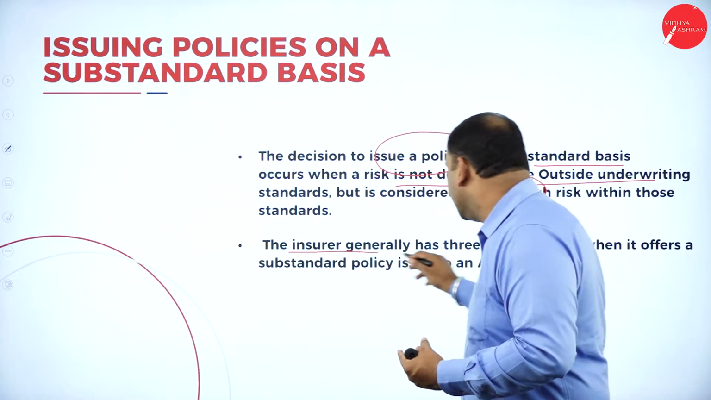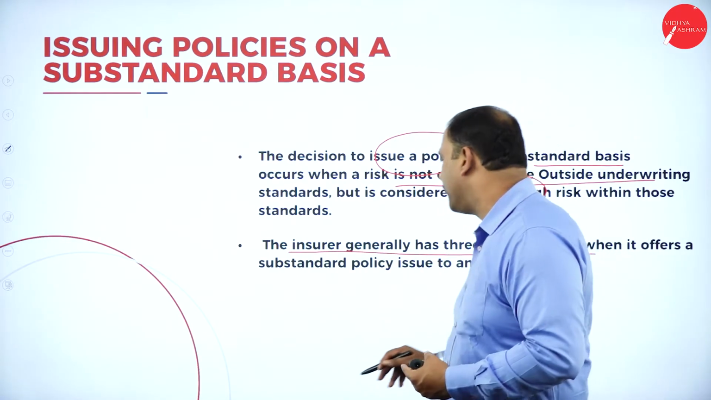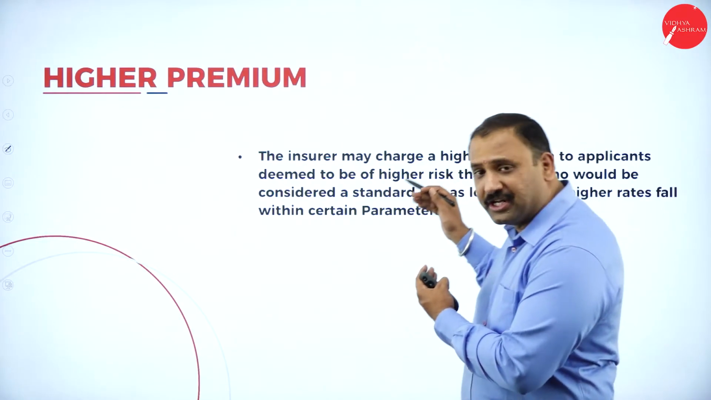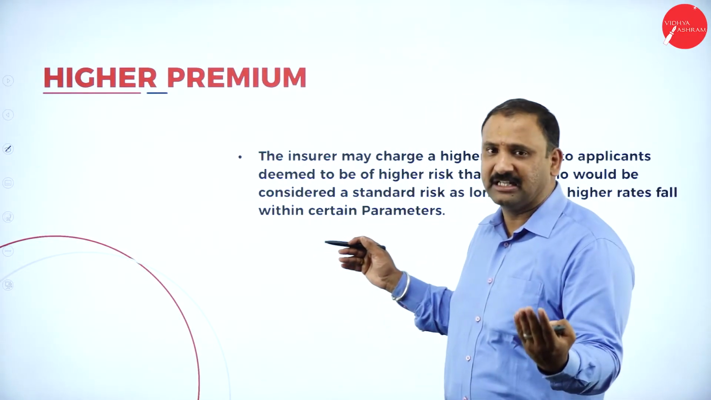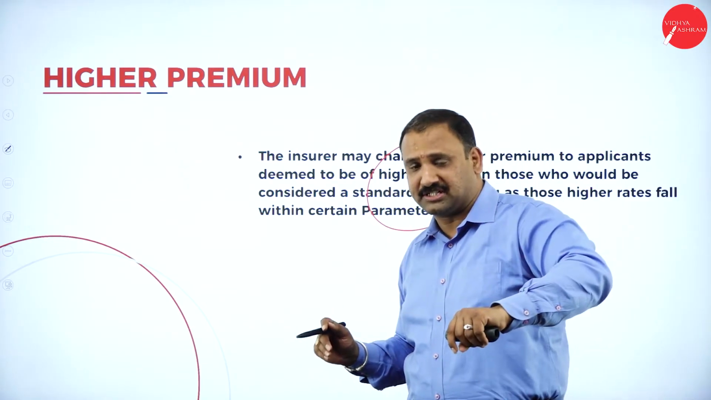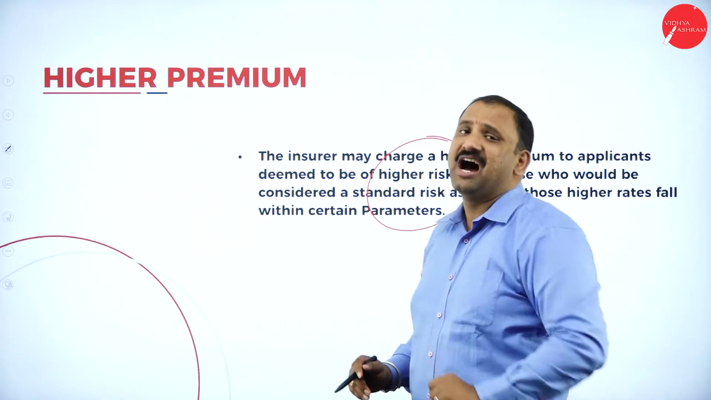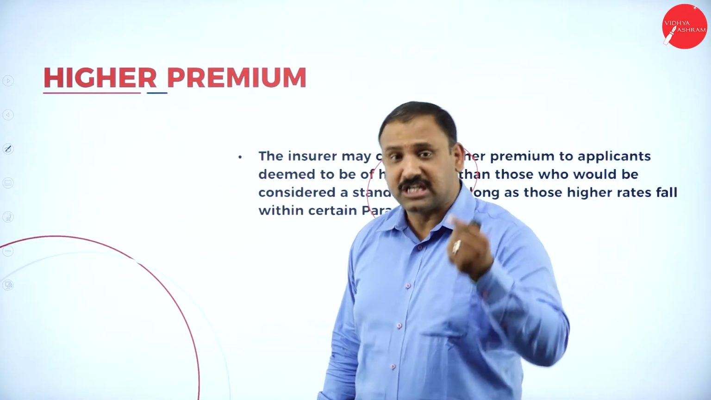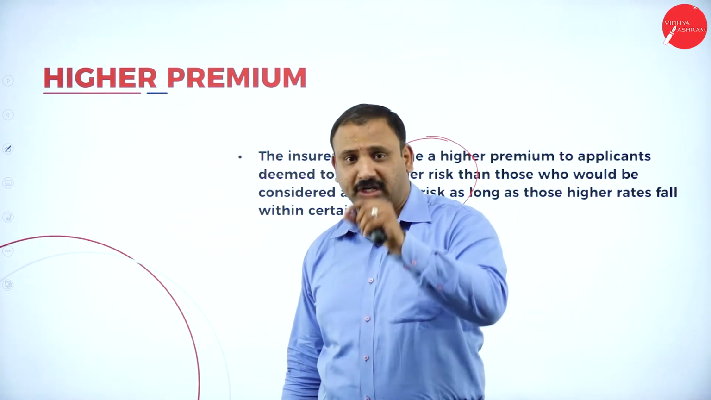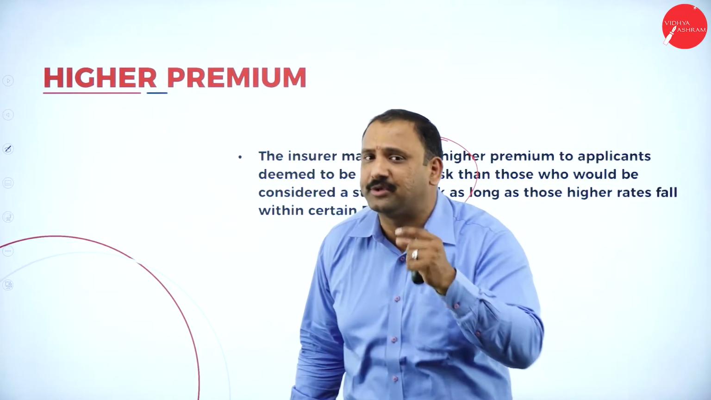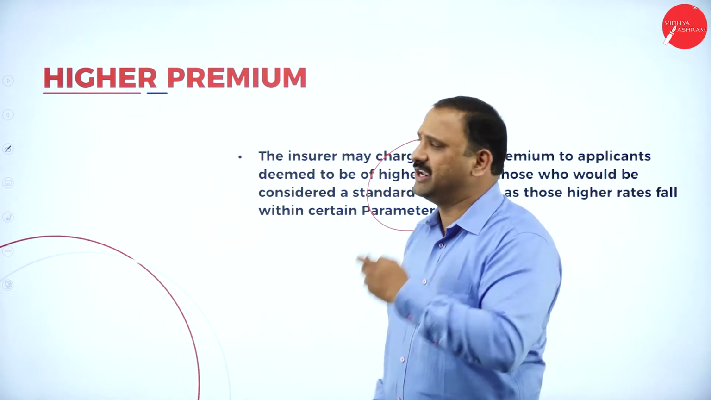The insurer generally has three basic options in the substandard. What are those three basic options? The insurer might charge a higher premium. He'll say that since you are in a risk zone compared to the normal standards, I will charge a higher premium. Why? Because he knows that this is a risky factor. Since you want insurance, though it is on the higher side, in order to cover you the company also has to take a risk, so I will charge you a higher premium.